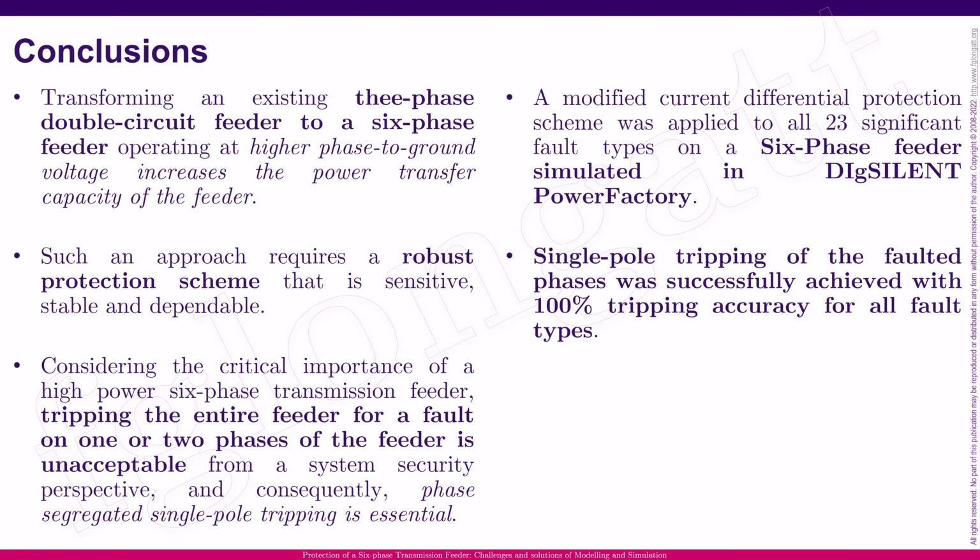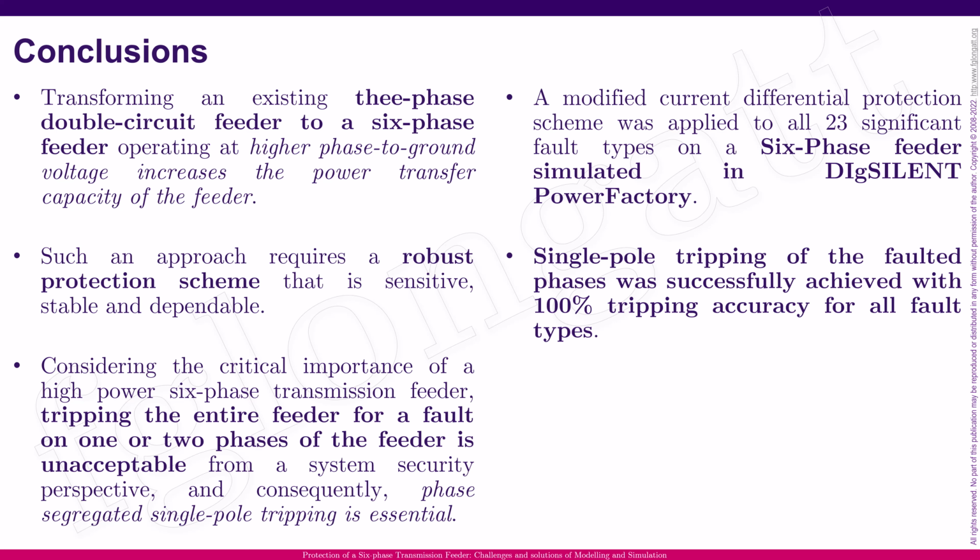Finally, here we have some conclusions. What is important to tell you is that we demonstrate that we can transform a 3-phase double circuit feeder into a 6-phase feeder. The only thing that we need to change in that feeder is basically adding one 3-phase transformer that allows creating two independent 3-phase systems with 60 degrees between them. However, this system requires a robust protection scheme that must be sensitive and stable, and of course depending on the type of faults.